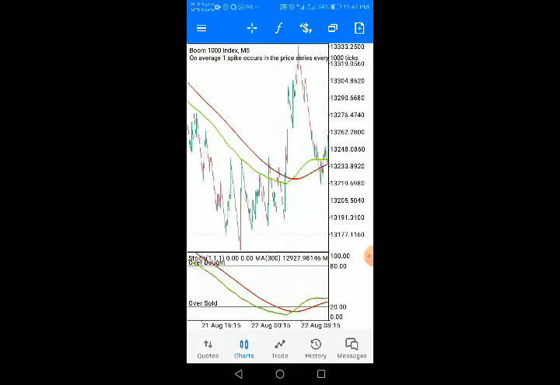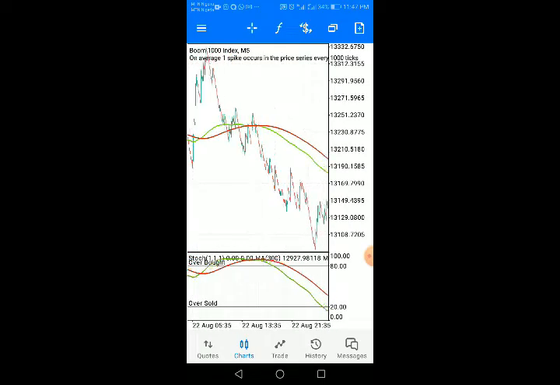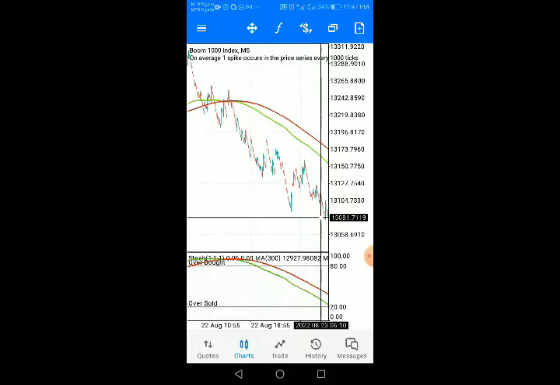That's it on 5 minutes as well. It's only this sell that actually occurred correctly. So if you are sold here, you would have exited here. Exit the market here. So that's it.